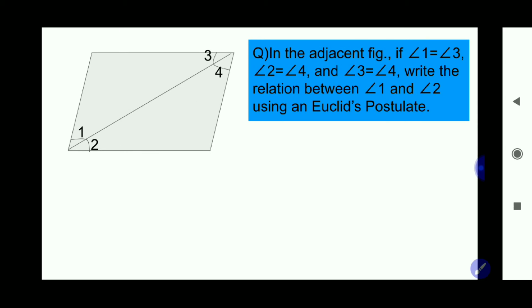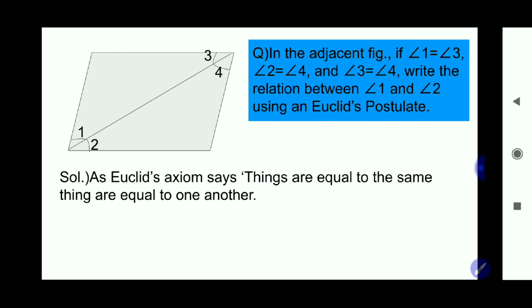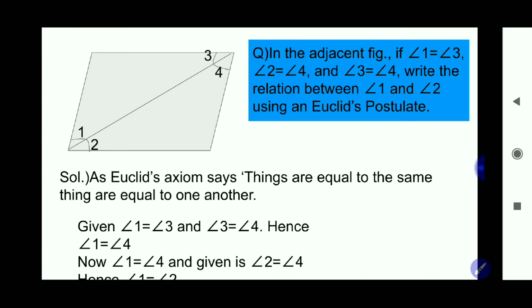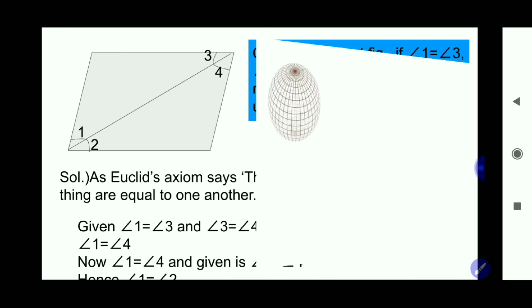Let us solve a small question. In the adjacent figure, if angle 1 is equal to angle 3, angle 2 is equal to angle 4 and angle 3 is equal to angle 4, write the relation between angle 1 and angle 2 using an Euclid's postulate. As Euclid's axiom says, things which are equal to the same thing are equal to one another. So, angle 1 equals angle 3 is given and angle 3 equals angle 4 is given. Hence, we can say that angle 1 equals angle 4. Now, angle 1 equals angle 4 and given is angle 2 equals angle 4. Hence, we can conclude angle 1 equals angle 2.